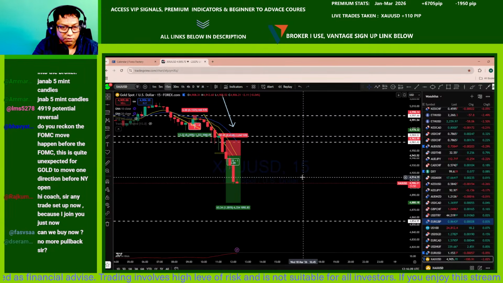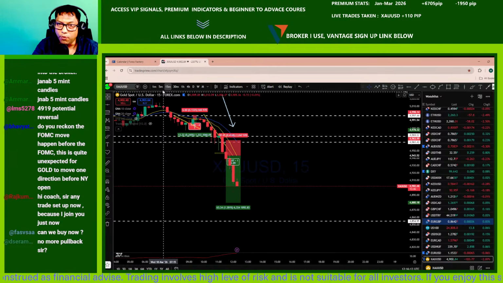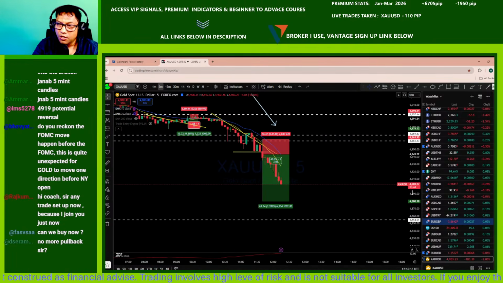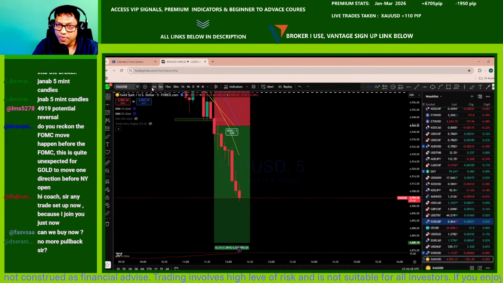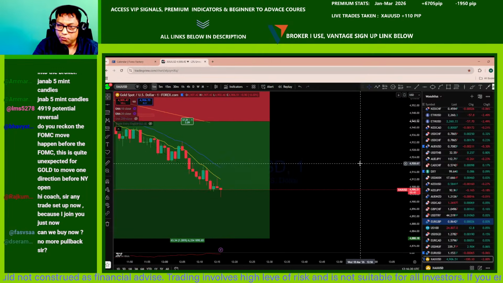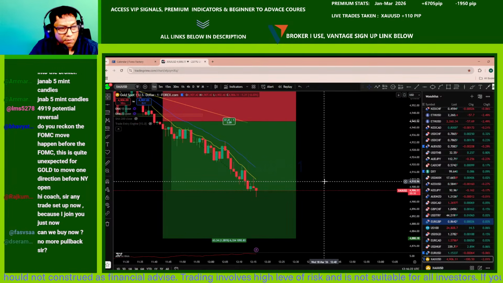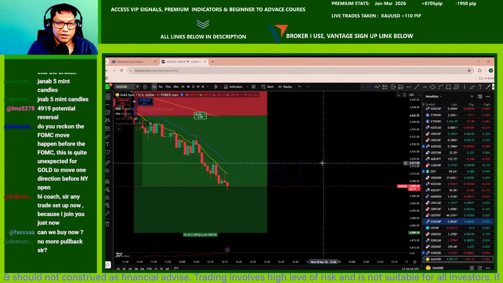It's a massive drop that keeps pushing down. No more pullback. It keeps moving. This is a smaller pullback, but we might see that.